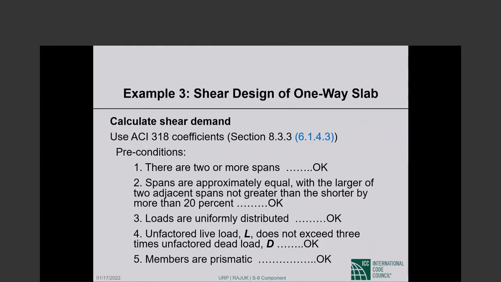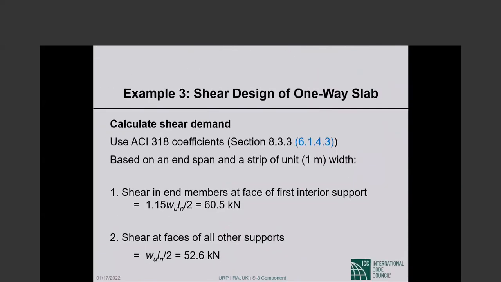Now we want to find the shear at the support by using empirical expressions that are in ACI 318, section 8.3.3. In order to be able to use those, there are some preconditions to be met, and here we are saying that all the preconditions are met. You can read those. Okay. So based on an end span and a strip width of 1 meter, shear in end members at face of first interior support is 1.15 W sub U L sub n over 2. That's the shear in end members at face of first interior support.